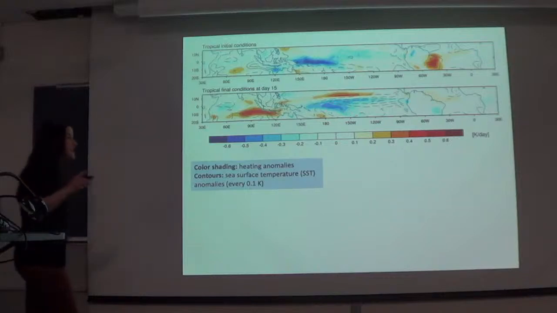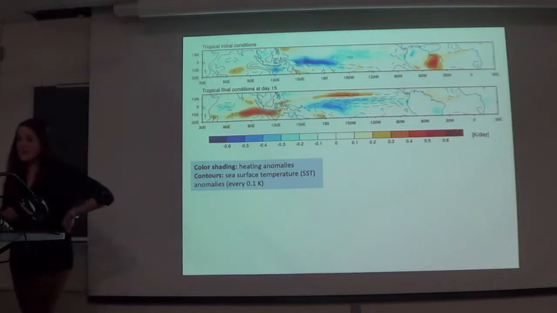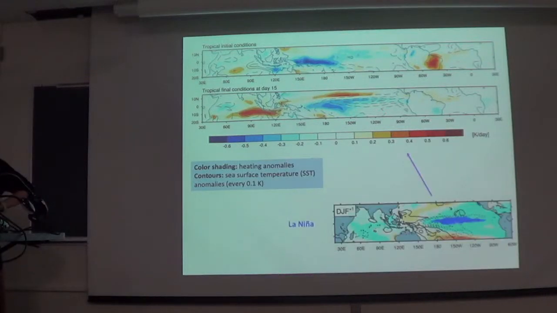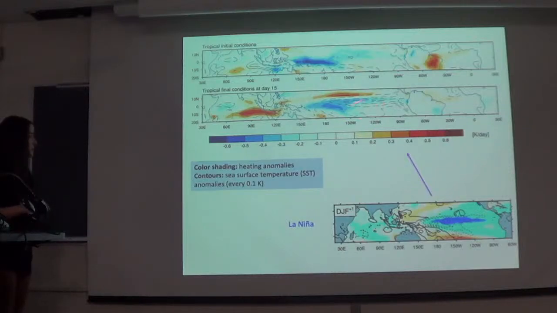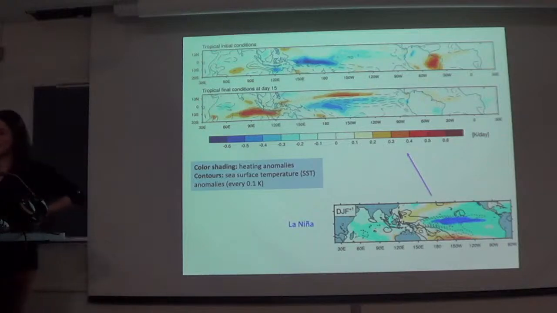The dashed lines are showing SSTs, so you have cold SSTs associated with this. This should look really familiar, right? That is associated with La Nina. And we can verify that by looking at the time series associated with this pattern.